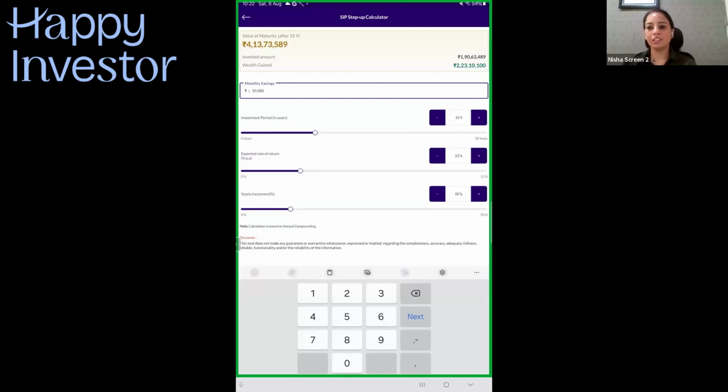And the habit is very simple. That as your salary or income is increasing, your investment should also increase. This helps you achieve your financial goals faster.